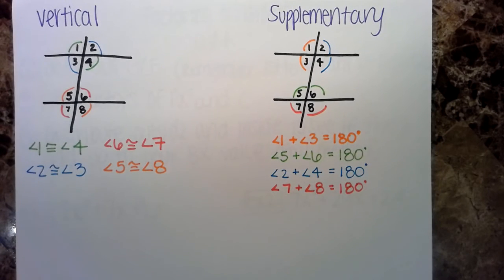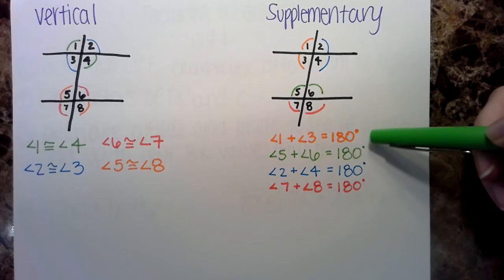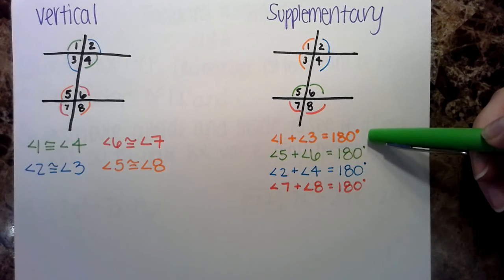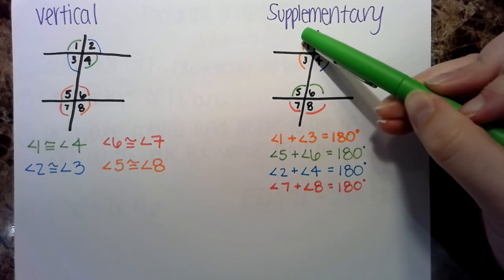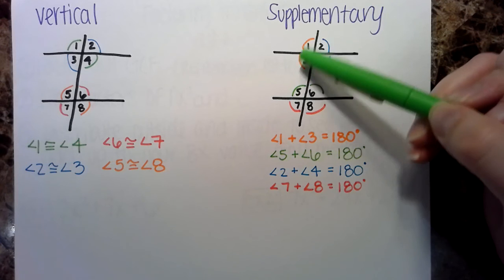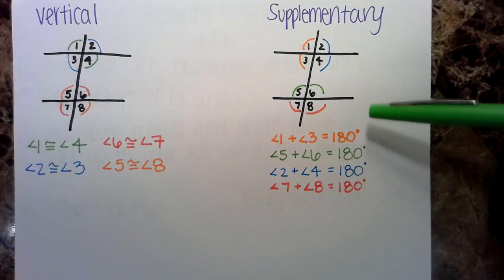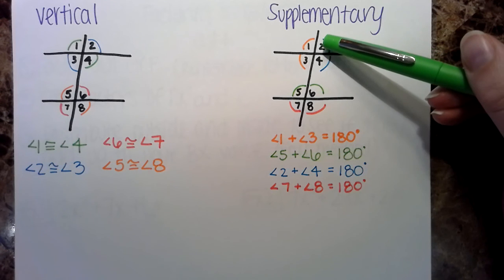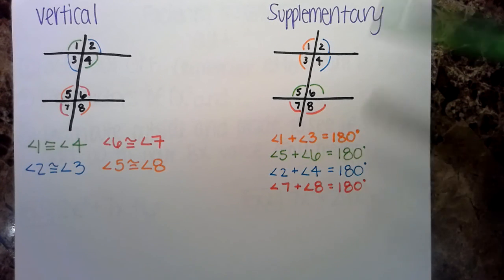The last angle is supplementary, and I gave you 4 examples, but there's actually a lot more on this picture. An example of supplementary angles is going to be 1 and 3. That means that these two angles are not going to be congruent, so they will not be the same measurement, but they will add up to 180. So this angle plus this angle will always be 180. Same with 2 and 4. This angle plus this angle will always equal 180.